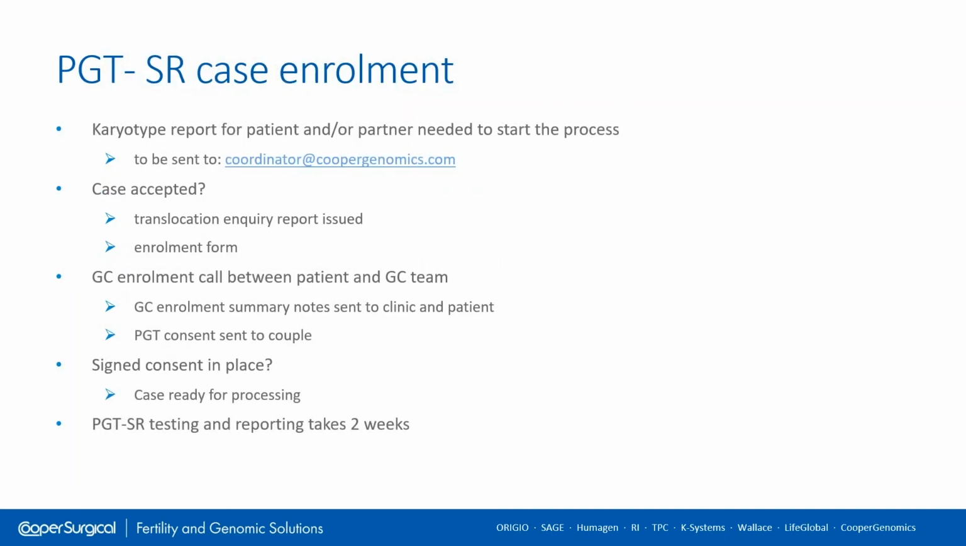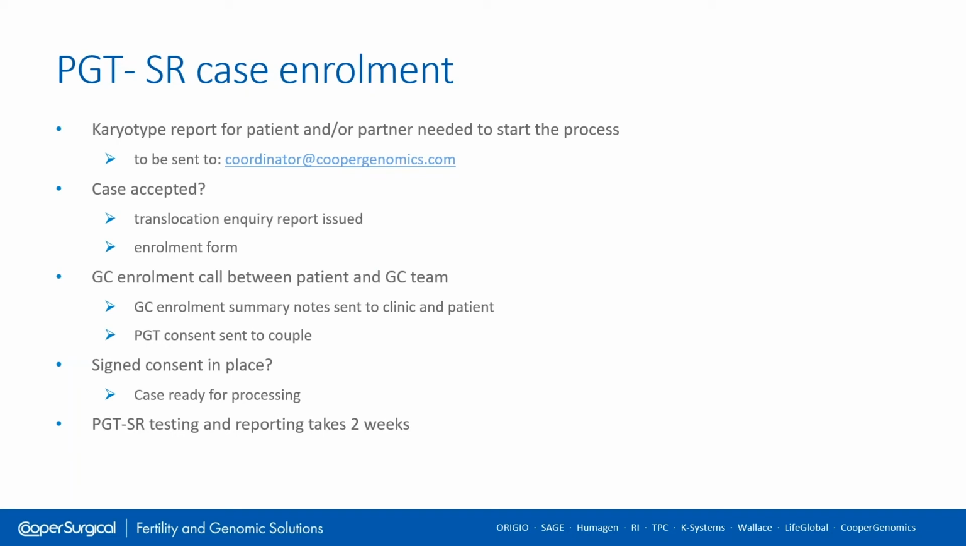We do often release those reports ahead of our quoted turnaround time. Okay, so let's now move into the PGT-SR case enrollment process. For this one, we need to receive the karyotype report for the patient and/or partner, depending on who is carrying the translocation. And we need this report to start the whole enrollment process.